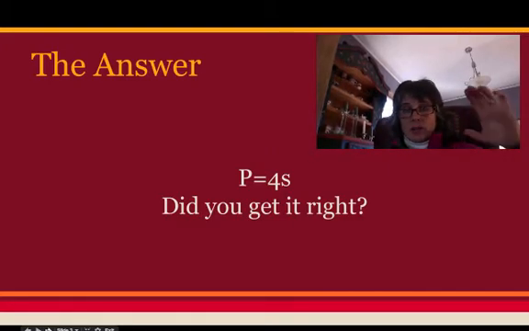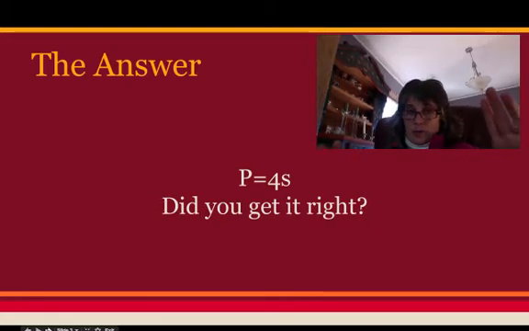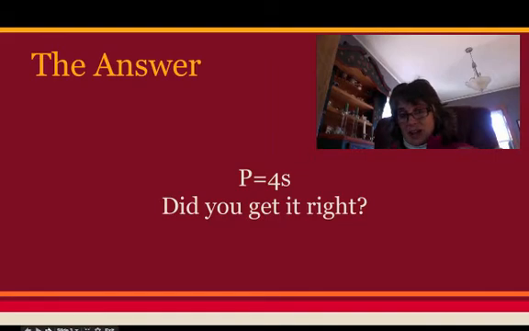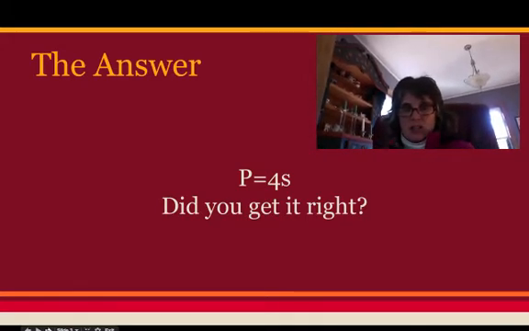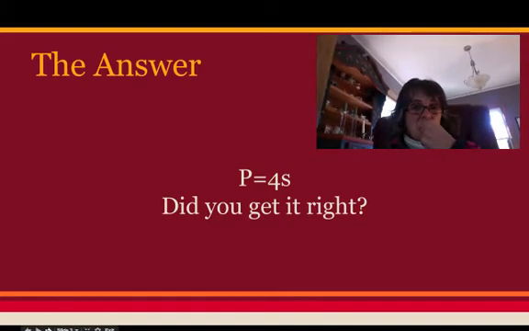Notice that there is P for perimeter, and then 4 for 4 sides, and S is for sides. But notice there's nothing in between the 4 and the S. When you see that in algebra, when they're just smashed up against each other, that means they're multiplied together. And so that's how you write multiplication frequently in algebra.